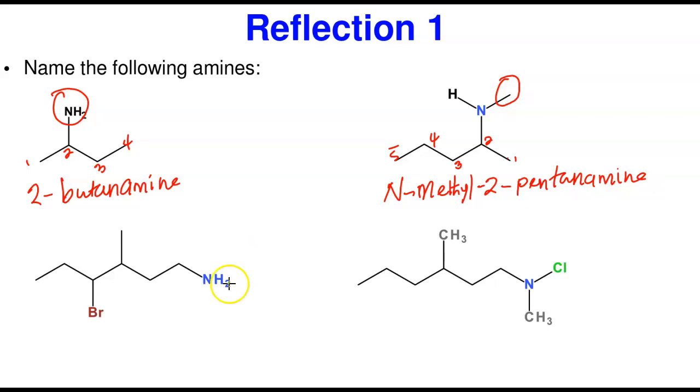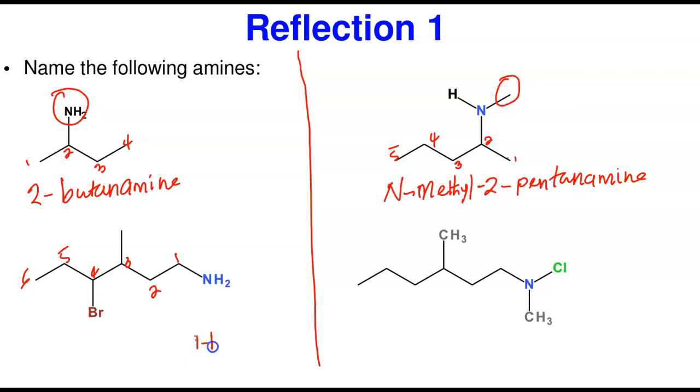Now let's go and name this one. For this one again, we count. This one is going to be 1. If you count from here, it's going to be faster, so I'm going to count from here: 1, 2, 3, 4, 5, and 6. So this is hexane amine. But the amino group is located in carbon number 1, so it's going to be 1-hexane amine. I don't want to write this for you because I want to conserve the space, so I can just put my 1-hexane amine here.